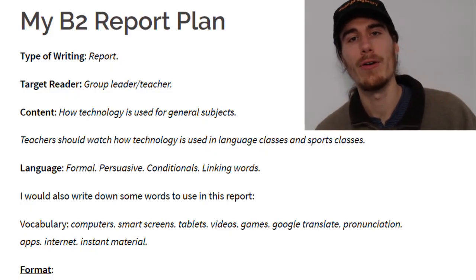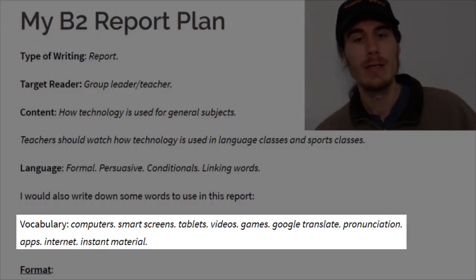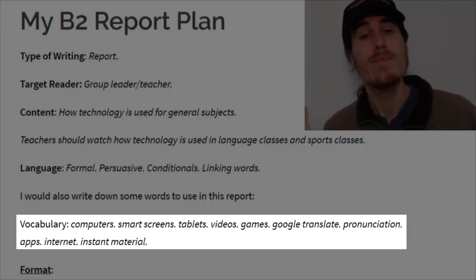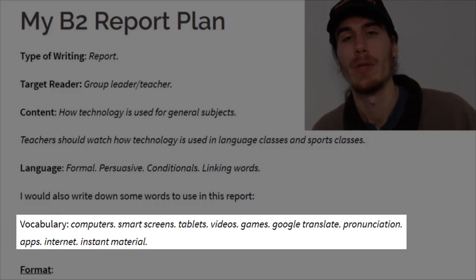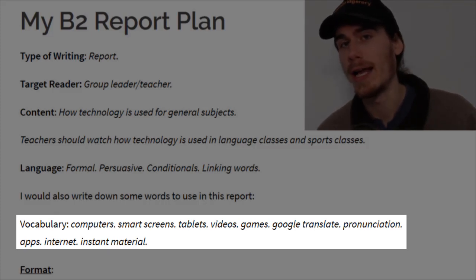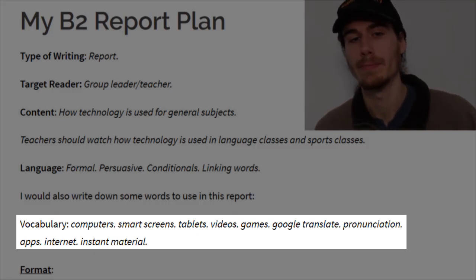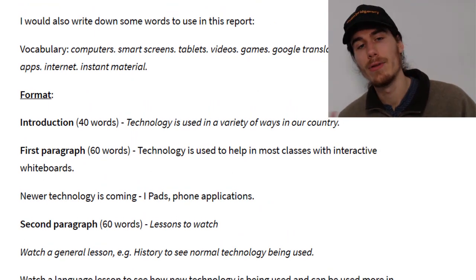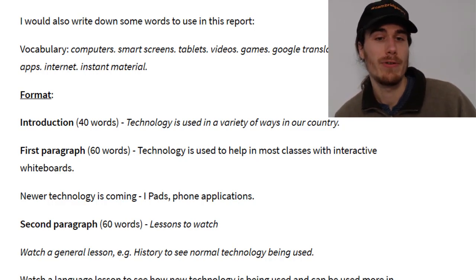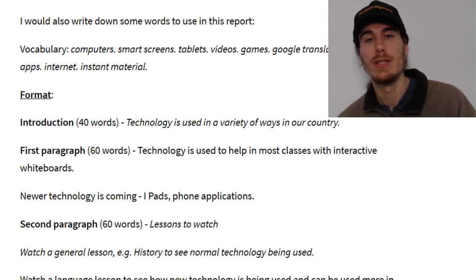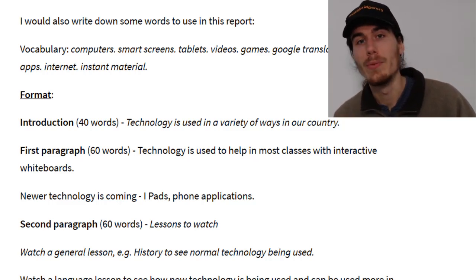Okay, and then I also wrote down some useful vocabulary for this report. So I wrote down computers, smart screens, tablets, videos, games, Google Translate, Google Pronunciation, apps, internet, instant material. So these are all the online and technology related resources that I think could be appropriate for this report. So for the format, I didn't write down the title of my subheadings, but that could be a useful thing for you to do. Instead, I just wrote down introduction. Technology is used in a variety of ways. To expand that point a little bit in my introduction, and to write about 40 words.